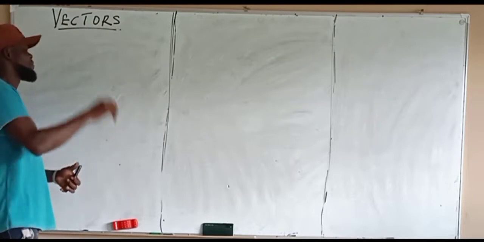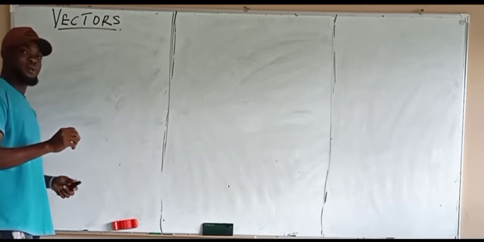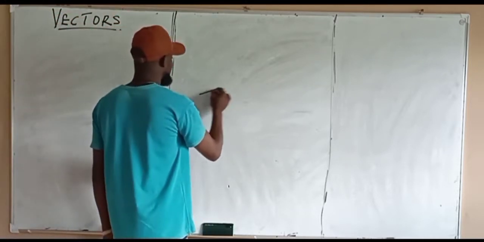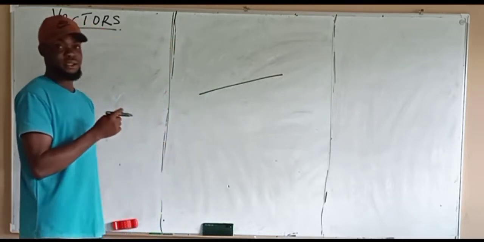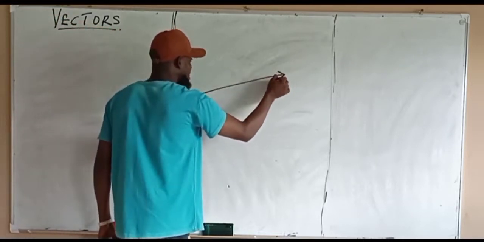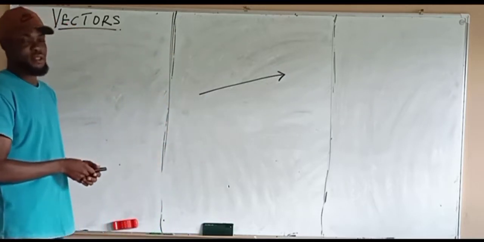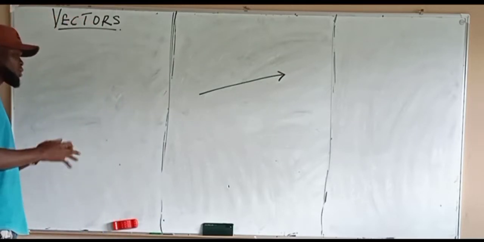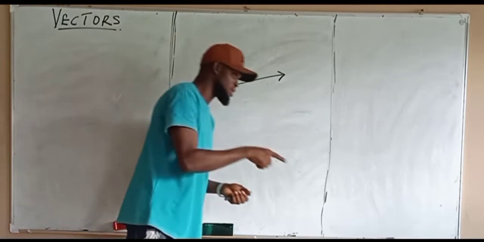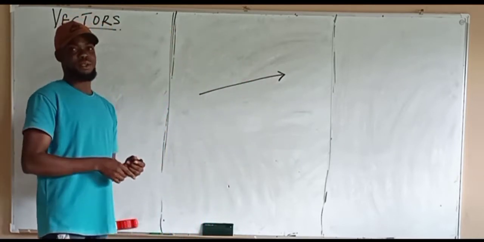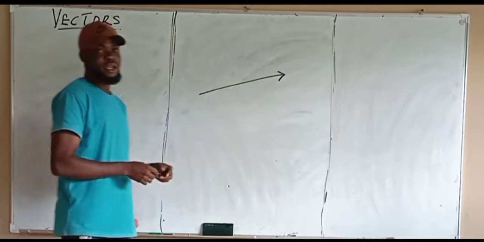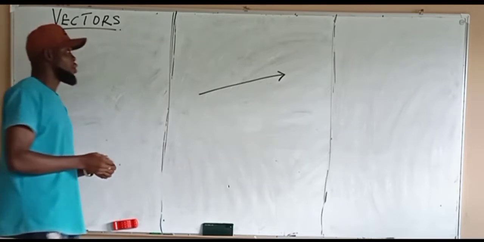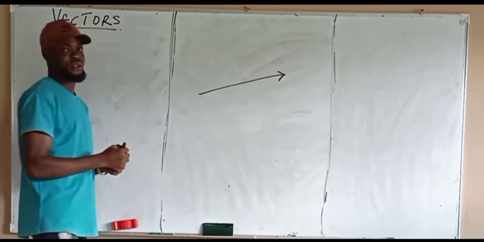And a vector, let's see. A vector is always represented with a straight line with an arrowhead. A vector is represented with what? A straight line and what? An arrowhead. So if you want to represent a vector, you represent it with a very straight line, and the line will have an arrowhead. The length of the line denotes the magnitude of the vector, while the arrowhead denotes the direction of the vector.